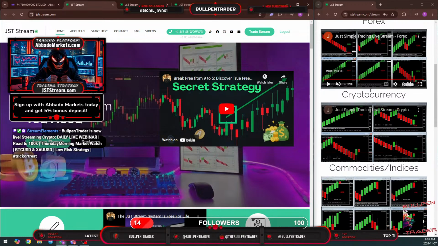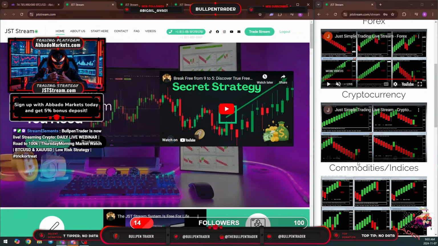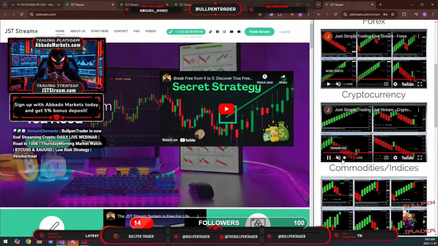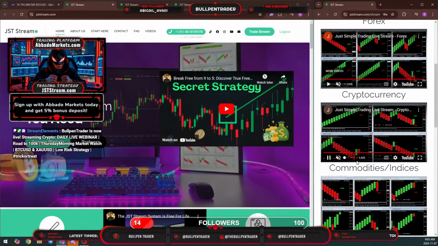I've got the range bars set up on the right side of my screen. I'm going to be looking at cryptocurrency and commodities and indices. So this live button, you guys got to make sure that when you are looking at the range bars, you click this live button. Make sure that the red dot is active. That means your stream is fully live.